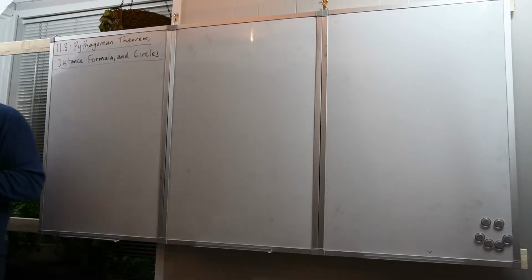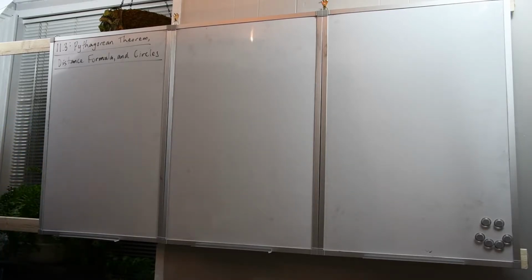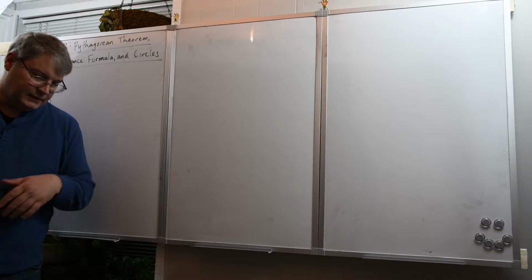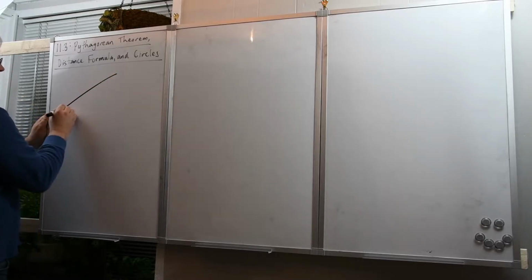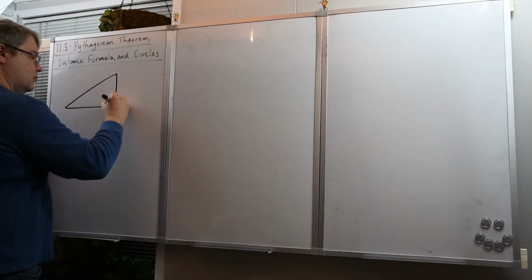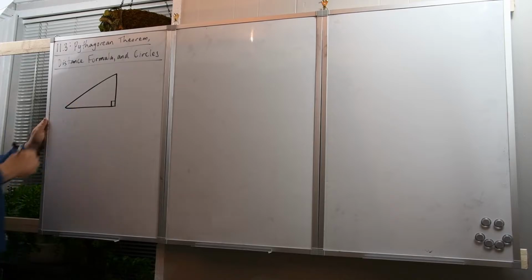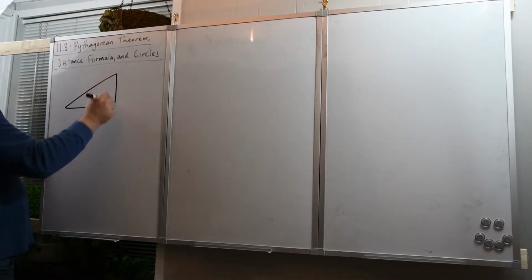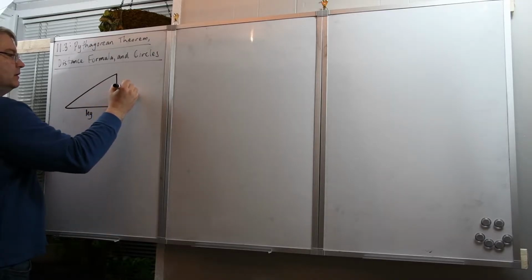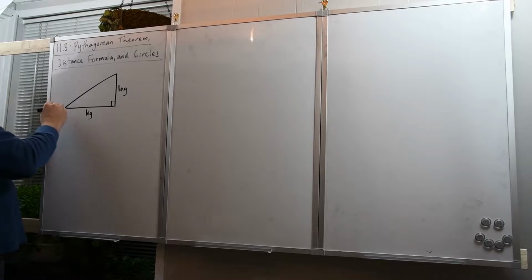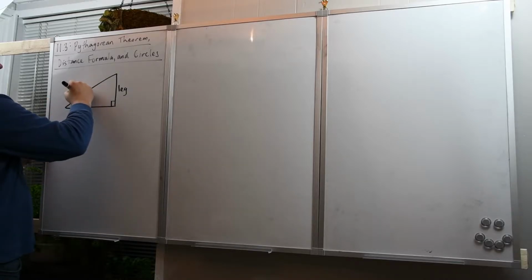Now, the Pythagorean theorem has to do with a relationship between the lengths of the sides of what's called a right triangle. What makes it a right triangle is the fact that we have a right angle, which is a 90-degree angle here. These two sides that help form that right angle are called legs. So this is one leg, and this is another leg. And the side that's across from the right angle is what's referred to as the hypotenuse.